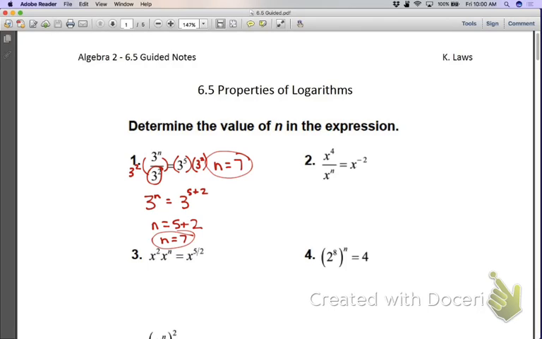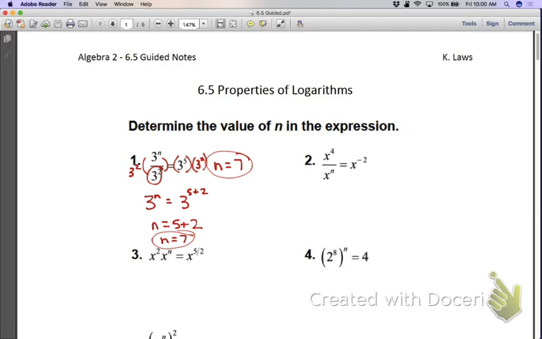Okay. Same way here, if we have x to the 4th divided by x to the nth power, and it's equal to x to the negative 2. So what are we going to take away from 4? What are we going to subtract from 4 to give us negative 2? A 6. Okay? Again, a lot of these, it's hopefully common sense.